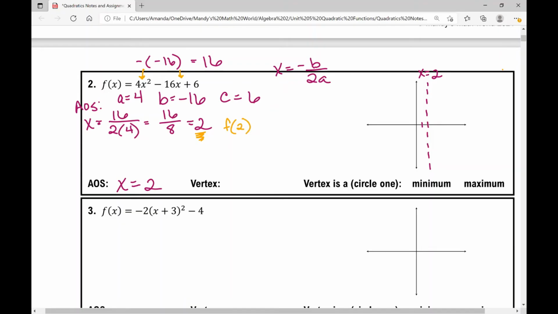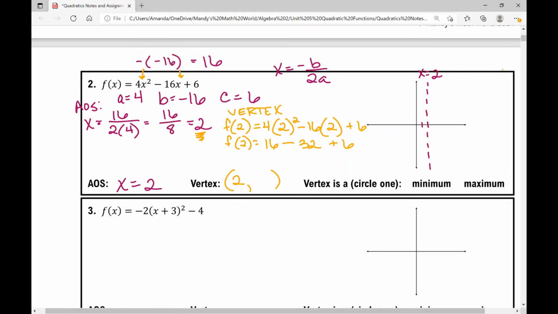What is f of 2, right? This is my vertex. I already know that the x value of my vertex is 2. What's the y value? Well, let's find f of 2. That's going to be 4 times 2 squared minus 16 times 2 plus 6. And we'll just simplify this a little bit at a time. 2 squared is 4. 4 times 4 is 16. Minus 16 times 2 is 32 plus 6.